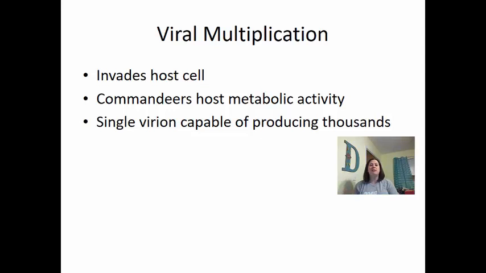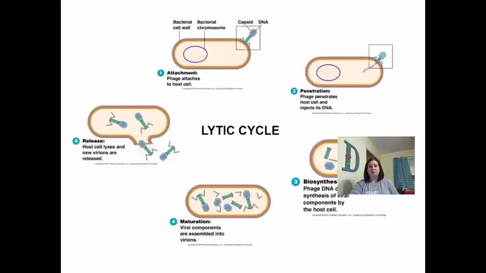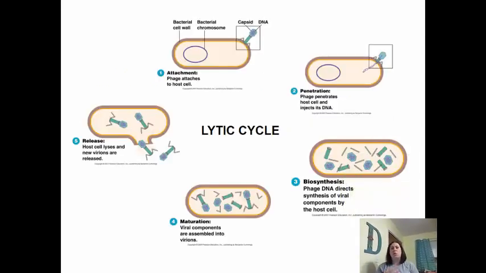Another movie reference is if you've seen Pirates of the Caribbean, Jack Sparrow is always commandeering or taking over ships. He then uses the ship for his purpose. This is what the virus is doing. It's taking over the cell and it's causing the cell to make more viruses. A single virion is capable of producing thousands more viruses. All right, so it can end up multiplying very, very quickly. Now, there are two main cycles or ways that the virus can accomplish this goal.